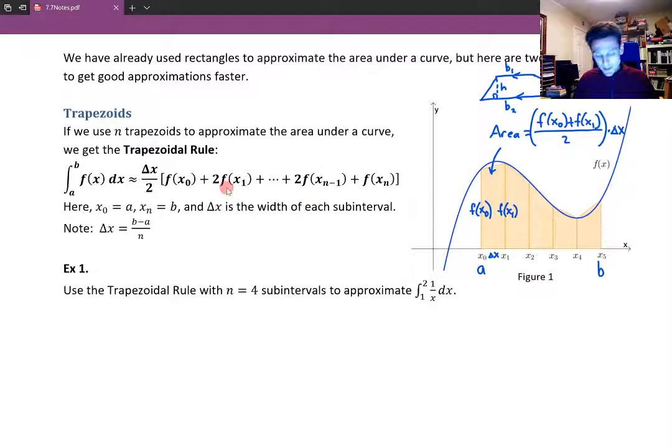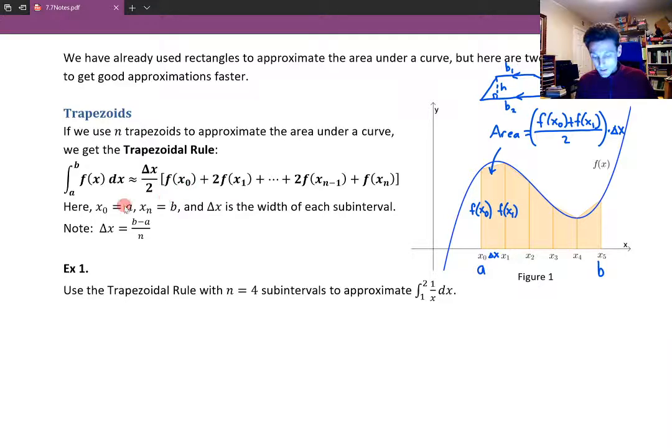So putting that all together, we get the trapezoidal rule, which looks like this. There's the delta x over 2 out in the front. Then we have times this big summation here, the sum of f of x sub 0 plus 2 f of x sub 1 all the way up to the last function value, whatever that is. So the way it's written here, we're using n trapezoids. In the picture, we only used 5 trapezoids.